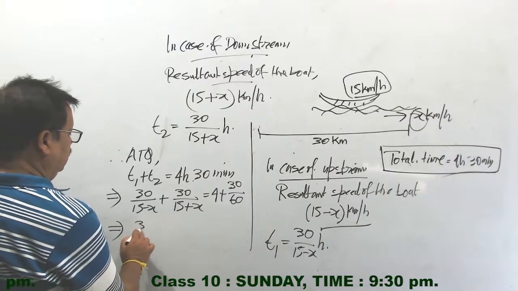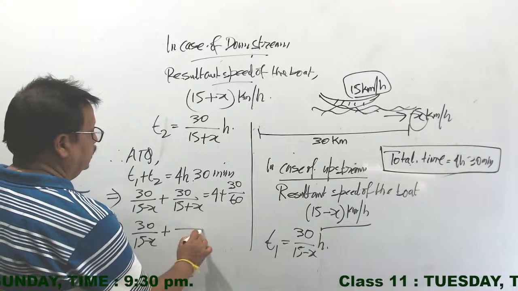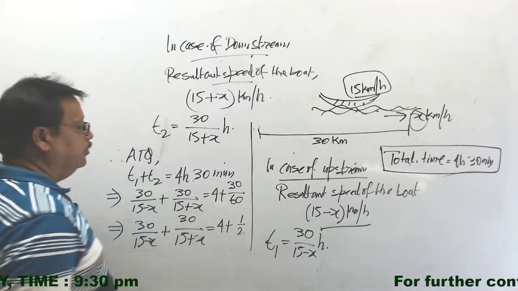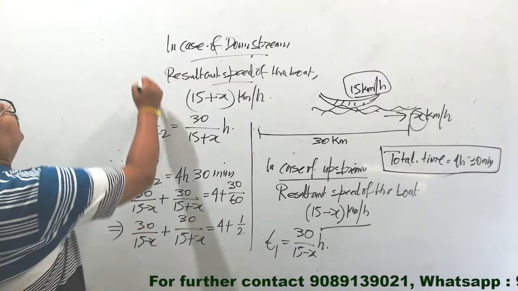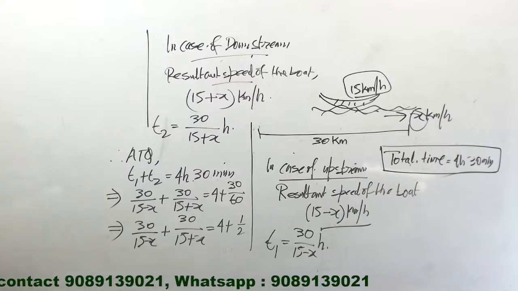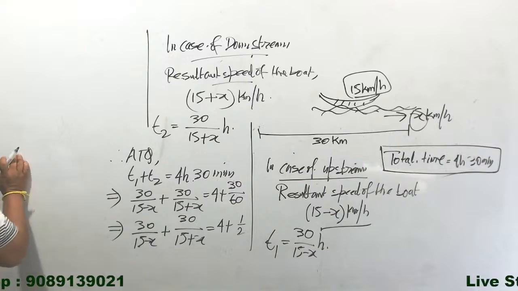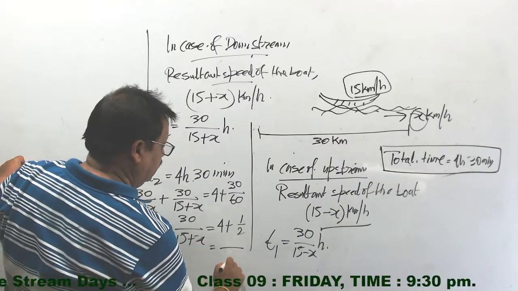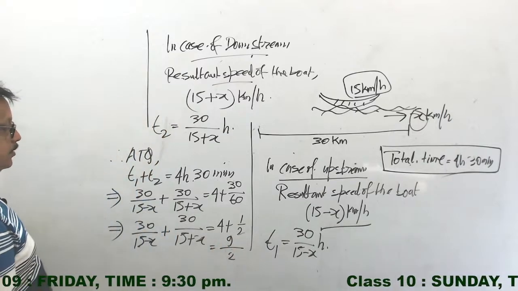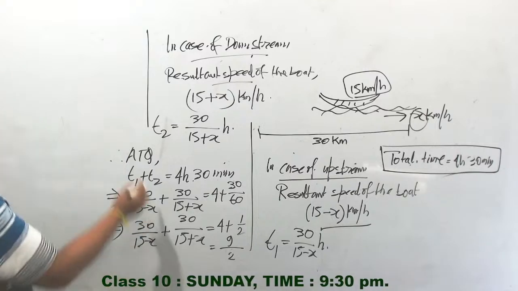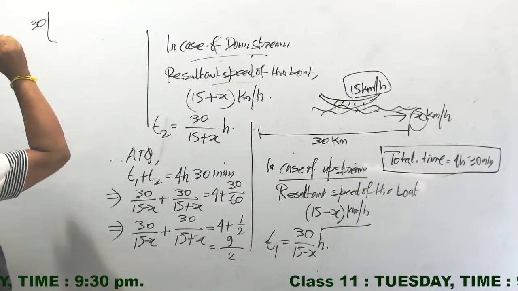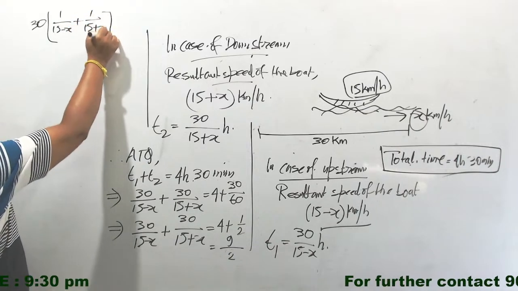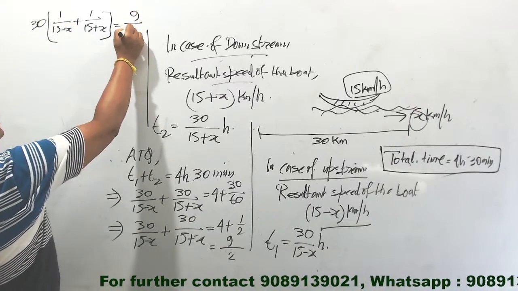How will you solve it? 30 by 15 minus x plus 30 by 15 plus x equals 4 plus 1 by 2. Is it? Okay, I am doing it here. This is actually 9 by 2. Is it? Yes. Take 30 common. Then within the bracket, 1 by 15 minus x plus 1 by 15 plus x. This is equal to 9 by 2. Correct?